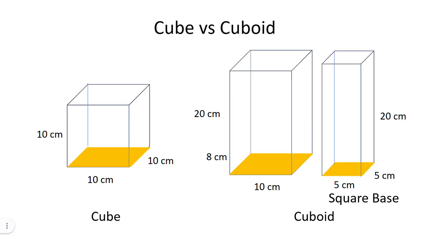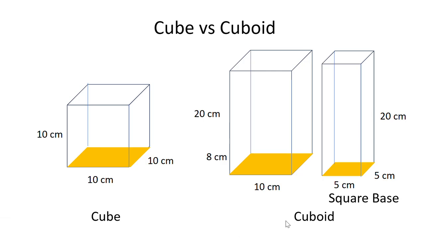So first thing is that your child needs to understand the difference between a cube and a cuboid. When the question says that the object is a cube, it simply means that the dimension of this object on the three sides is the same. That means the length, the breadth, and the height are exactly the same. So when the question says it's a 10 centimeter cube, it simply means that the length, the breadth, and the height of this cube is 10 centimeter.